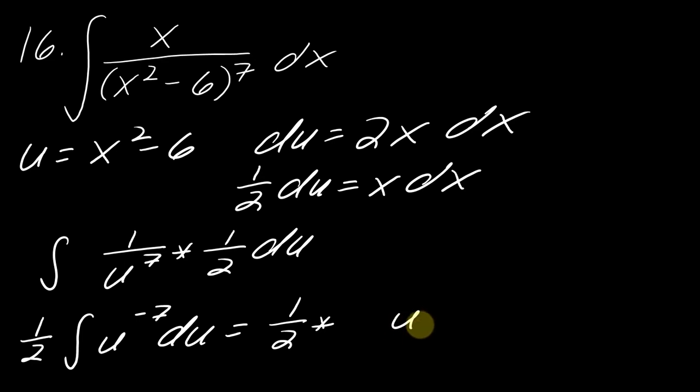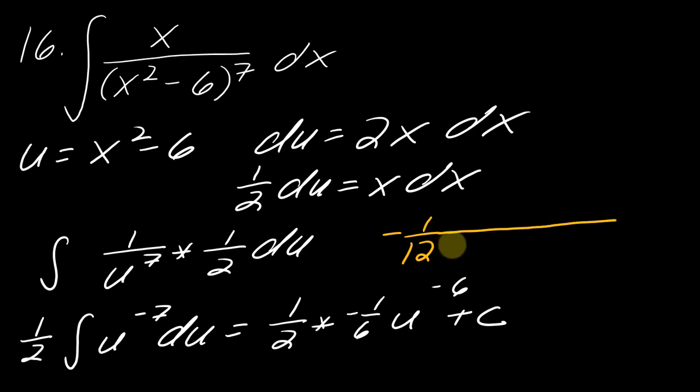So remember, I always like to first add 1 to my exponents. If I add 1 to negative 7, this becomes negative 6, and then I multiply by the reciprocal. It's just how I like to do it. Okay, so now I've got this all set up. So my final answer, I'll write over here so you can see it nice and clearly. This is negative 1/12 over x squared minus 6 to the 6 plus c. So that would be your final answer in this case.